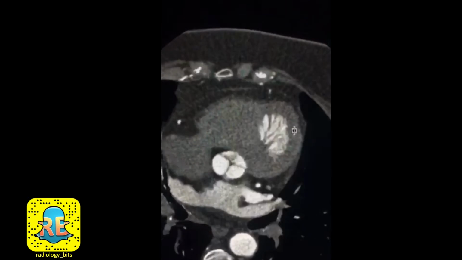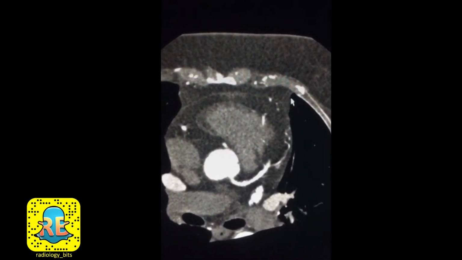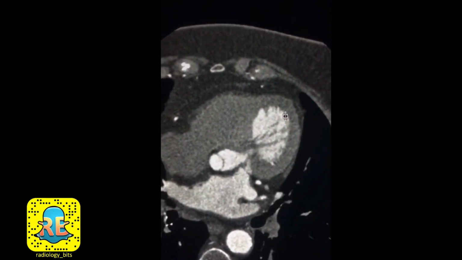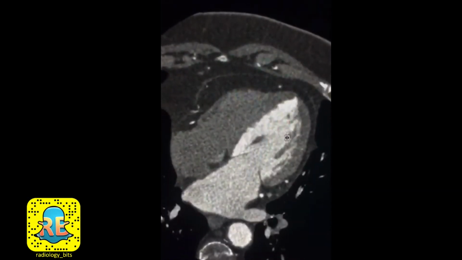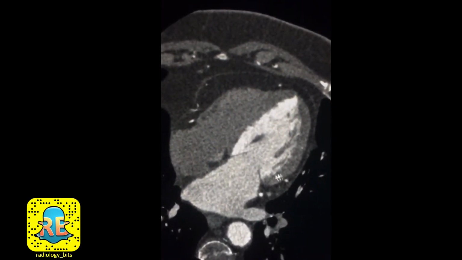Although in such examination you could nicely see the coronary arteries, this is a topic for another discussion. The reason I'm showing you the case is for something else. What I want you to concentrate on is the appearance of the cardiac muscle, the myocardium.